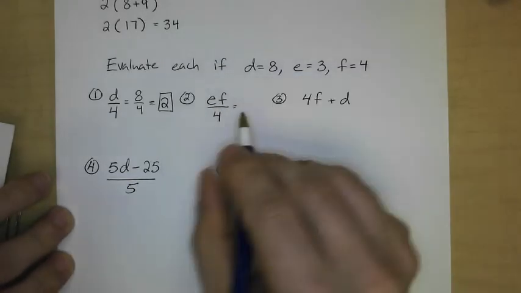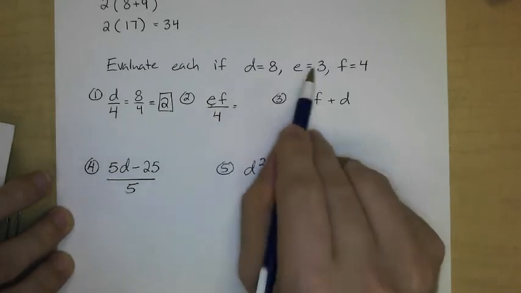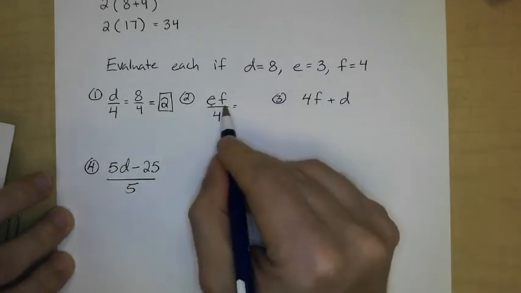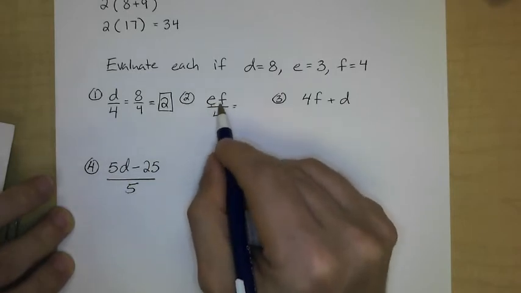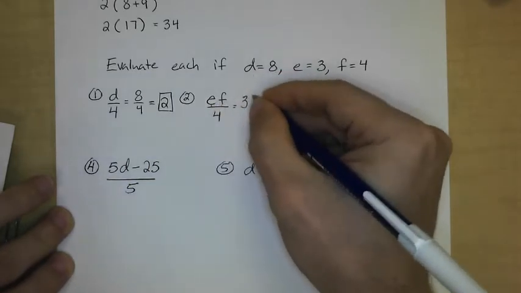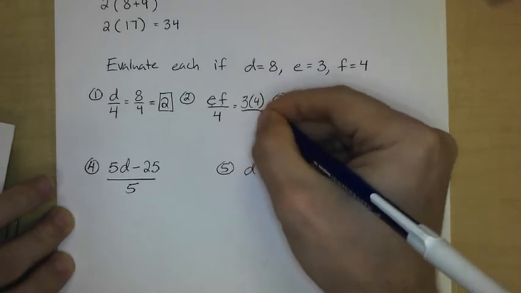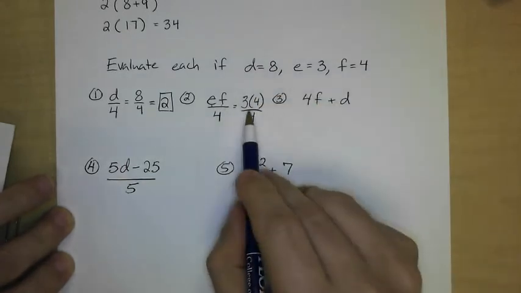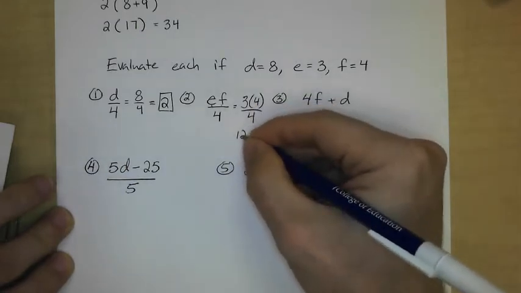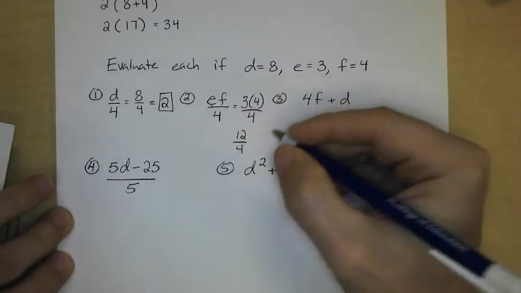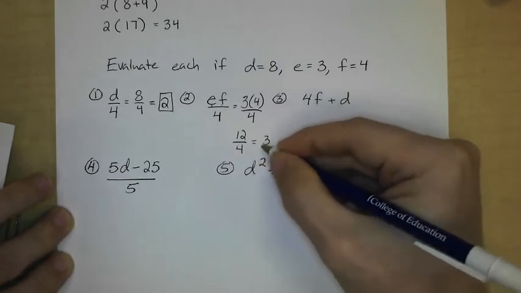So when we rewrite this, since e is equal to 3 and f equals 4, you don't write 34. This is e times f, so this would be 3 times 4. Have to be really careful about that. It's a common mistake. So now, 3 times 4 is 12. We're dividing by 4, and 12 divided by 4 equals 3.